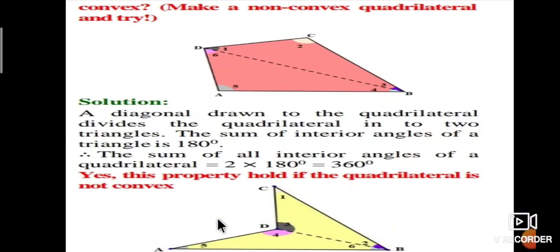Next question: does this property hold if the quadrilateral is not convex? The property holds even if the quadrilateral is not convex. Write down this figure.